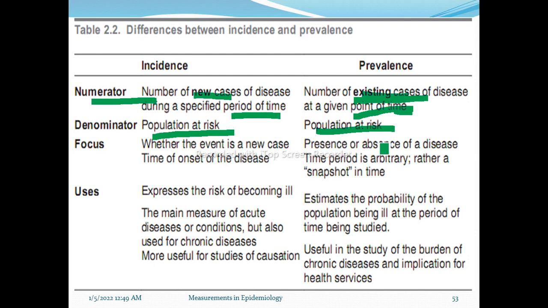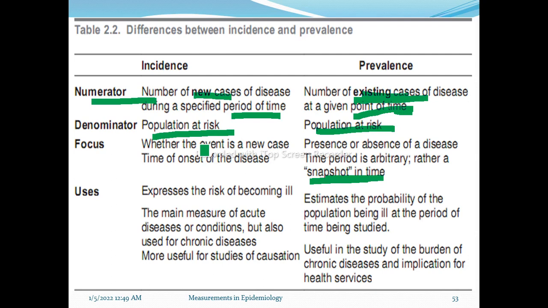In prevalence, the presence or absence of disease is our concern, and the time period is arbitrary, rather than a snapshot of time. By the way, a snapshot of time is for prevalence, while a time period for follow-up is for incidence. So prevalence measures whether the disease is present or absent.